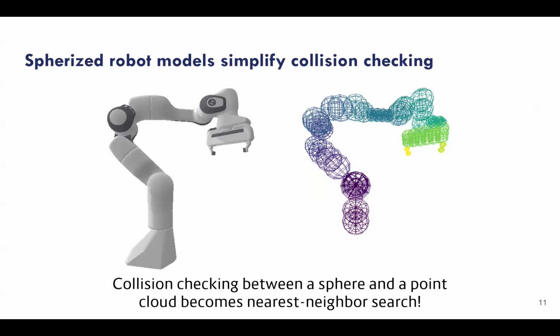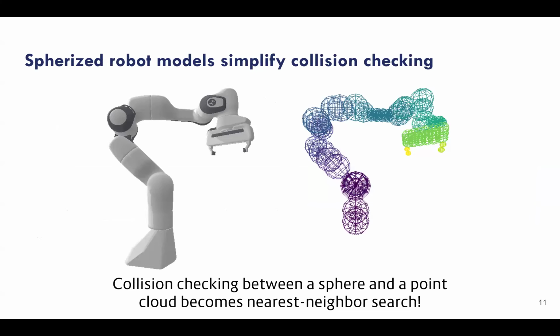To start off, we can make a simplifying assumption to make this problem of collision checking between our robot and our world model a little bit more efficient. So let's take our robot and we'll model it as some set of spheres. And we can do this at compile time. This is pretty easy to do.